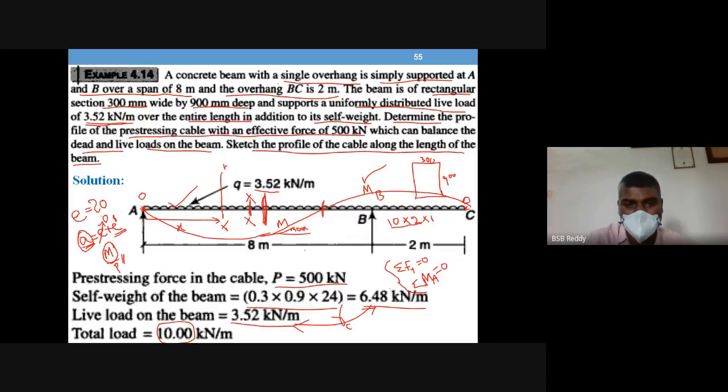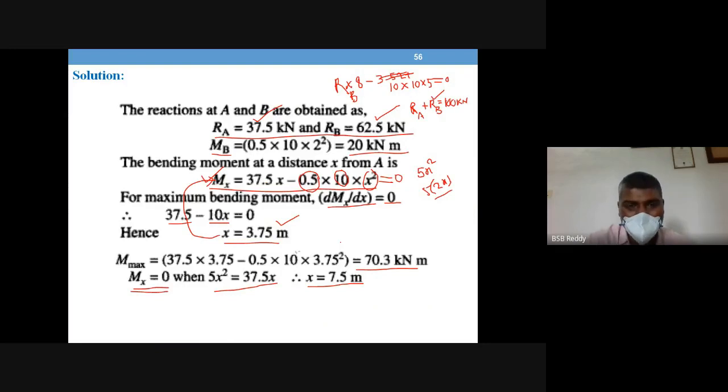So at a distance of 7.5 meters, very near to the support, it is going to cross this axis of the beam. So we need the Mx value, the M maximum value, and where the bending moment is 0, where it crosses from negative to positive or positive to negative, something like the point of contraflexure, and the MB value. These three are required to complete the drawing of the cable profile.